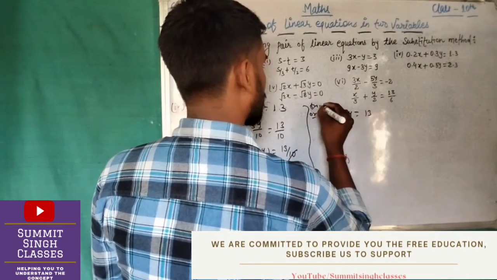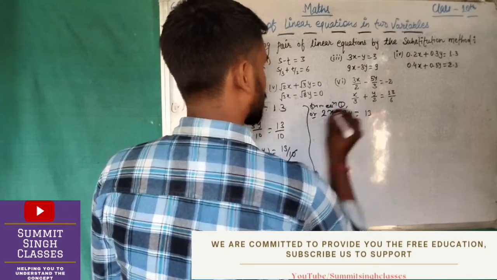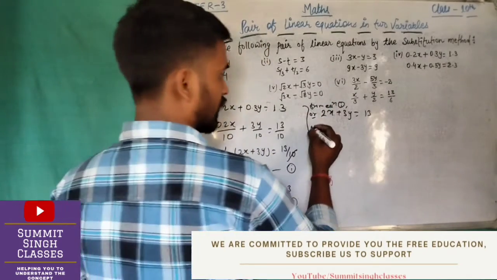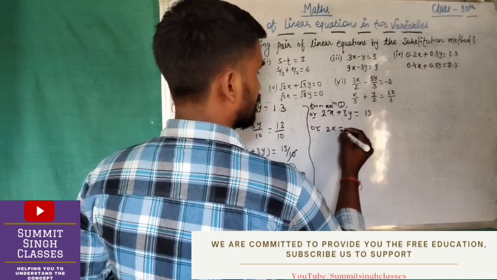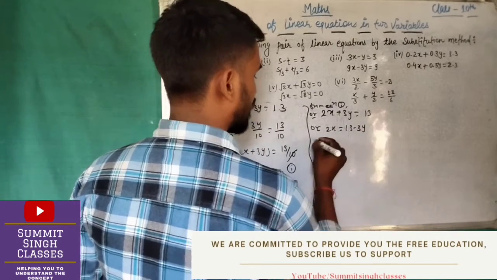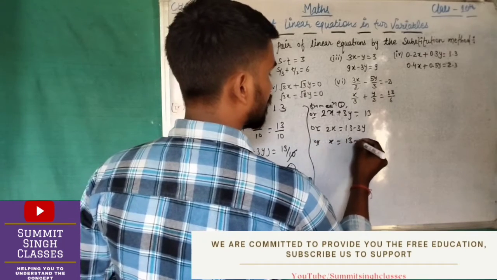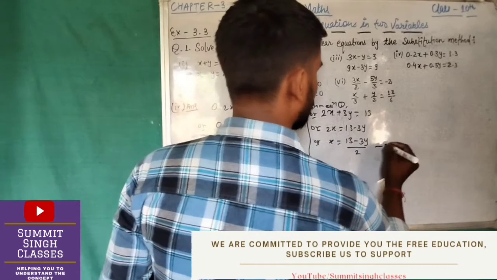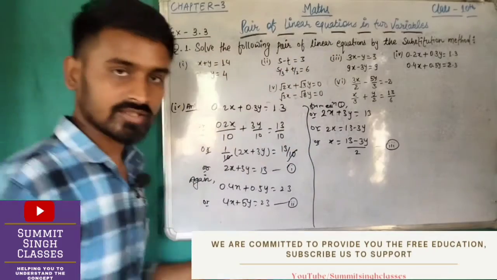We will write here from equation first, 2x plus 3y is equal to 13, and we can write 2x is equal to 13 minus 3y, then x will be equal to (13 minus 3y) by 2. This is going to be equation third. x की वैल्यू मिल गई.